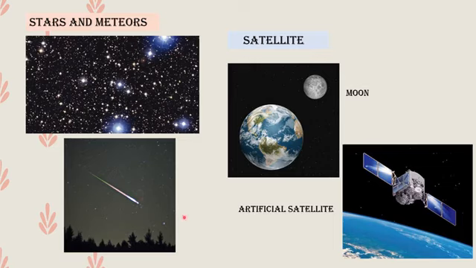Now, we talk of satellites. A satellite is an object in space that orbits around a bigger object. Moon is the only natural satellite of Earth. On the other hand, an artificial satellite is a man-made device that is sent into space. It moves around the Earth or other planets to record the things happening on the surface of the planet.